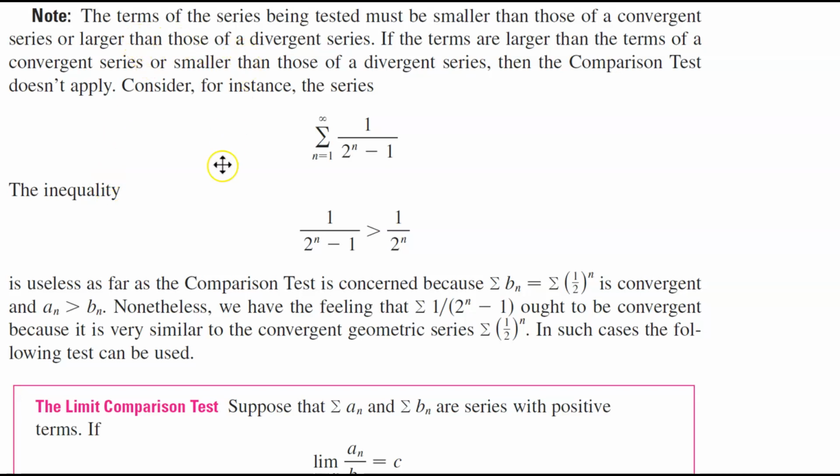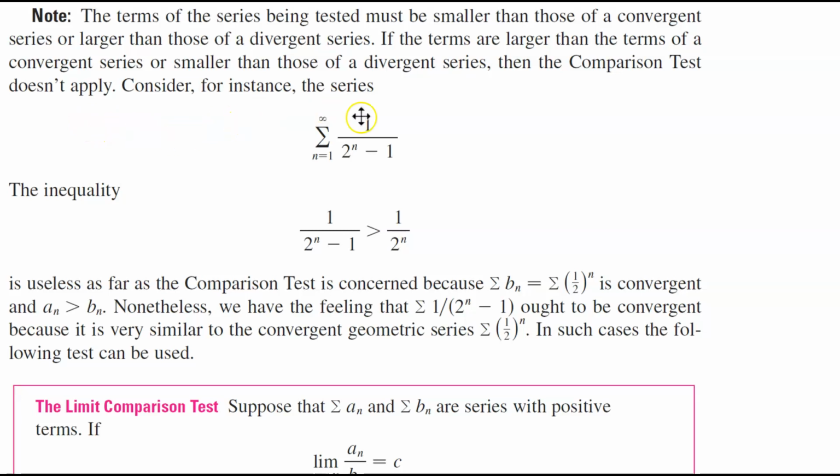Now, the terms of the series being tested must be smaller than those of a convergent series or larger than those of a divergent series. If the terms are larger than the terms of a convergent series or smaller than those of a divergent series, then the comparison test doesn't apply.